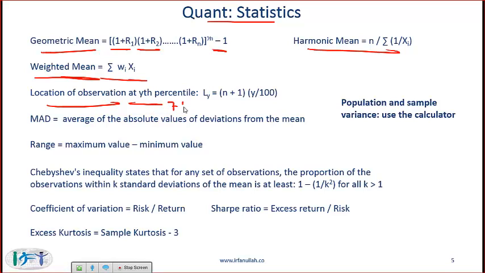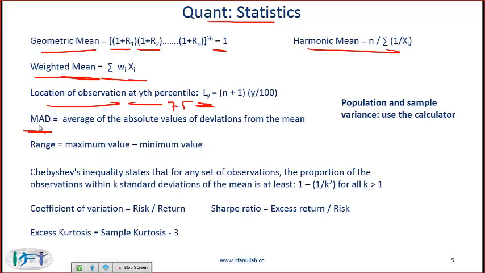Location of observation at the yth percentile. If you are finding something at the 75th percentile, what's the location? You arrange all the numbers in ascending order, and the location of the 75th percentile is (n + 1) times y over 100. What's n? The number of observations. So that would be 75 over 100. I'm just picking 75. On the exam, you might have 25 or any other number.